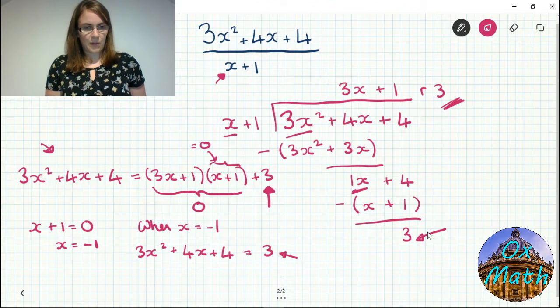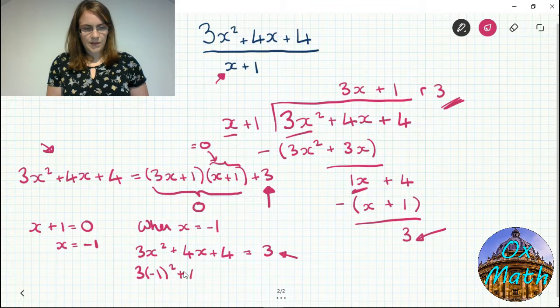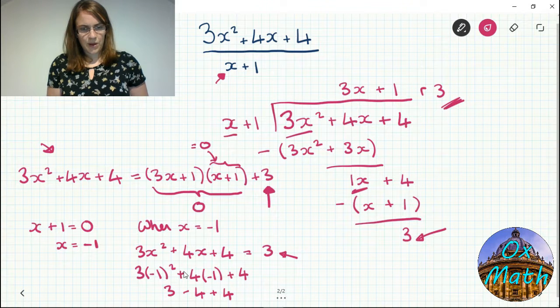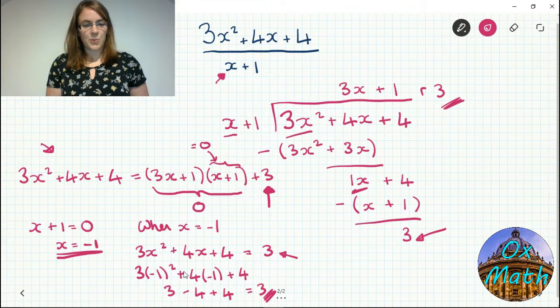Let's just double check that works then. If I choose x equals minus 1 and plug it into my equation, I get 3 times minus 1 squared plus 4 lots of minus 1 plus 4 equals 3, because minus 1 squared is plus 1, minus 4 plus 4, which is 3. So substituting x equals minus 1 into our equation actually gives us our remainder if we were to divide by x plus 1.